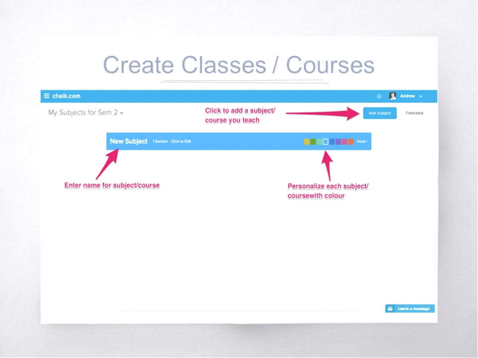And then you get this option to personalize with colors. That might not make a lot of sense right now, but I really highly recommend you give a different color to each different subject you create or different course you're putting in, because when you get into your actual lesson planner, it gives you really nice visual cues to see what you're working with.